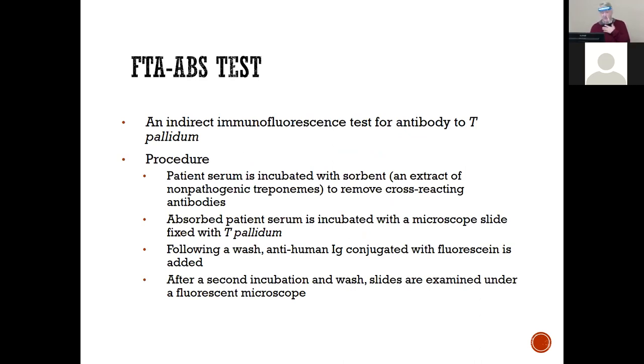So the FTA, the fluorescent treponemal antibody absorption test, is an indirect immunofluorescent test. So what does that mean? When you hear indirect, what does that mean to you? We have direct and indirect, right? I think we've harped on this enough in here.